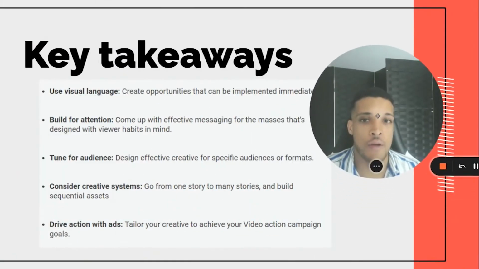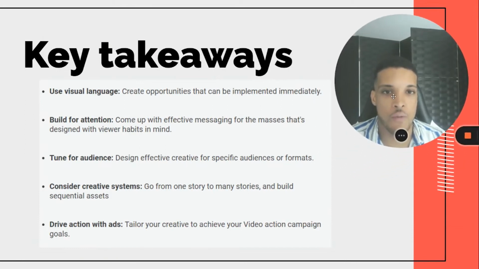So to wrap it up, the key takeaways on that section: you want to have visual language. You want to look at the opportunities that you can implement immediately in your current creative or by cutting up video. You want to start off strong and build for attention with your audience. So essentially use the emergent story arc and not the traditional one where it starts off slow and builds up. You want to start high, shoot higher, and have peaks and valleys so people stay engaged.